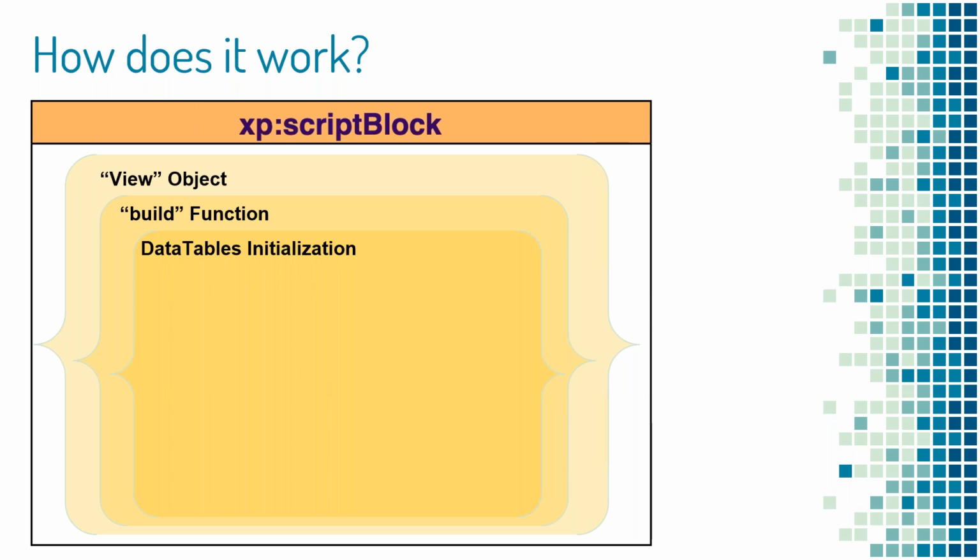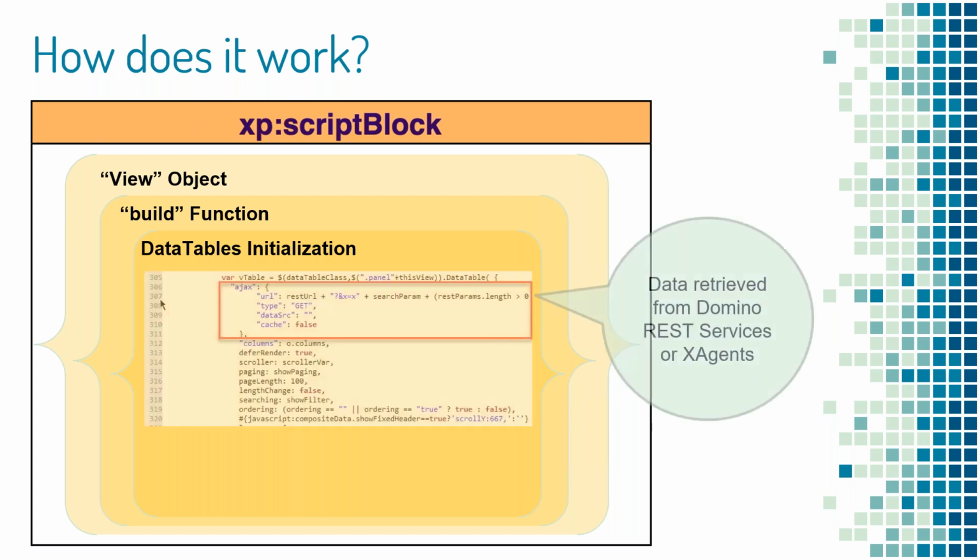So you can see we have a little bit of a hierarchy developing here. We have our view object. Inside that, we have our build function. And then our build function is initializing DataTables. Part of that is going out and retrieving the data. DataTables has an Ajax component built into it, and we tap into that. And you can see based on the URL we're building there that there's nothing hard-coded. We're using all variables to build where we're going to go get that information from.